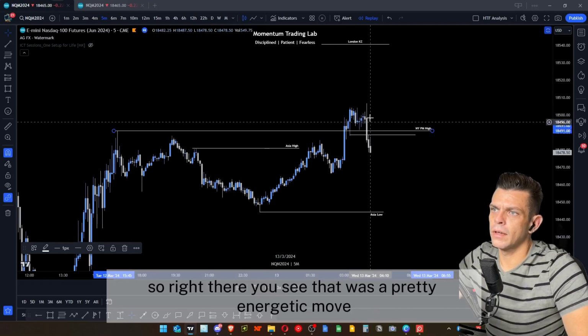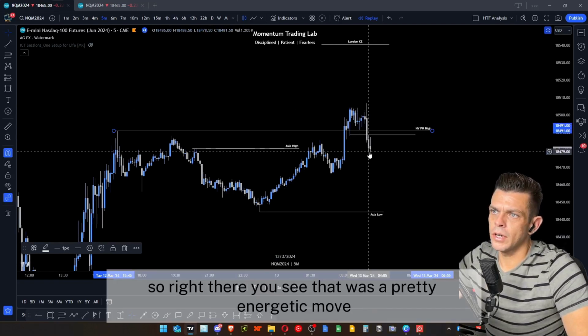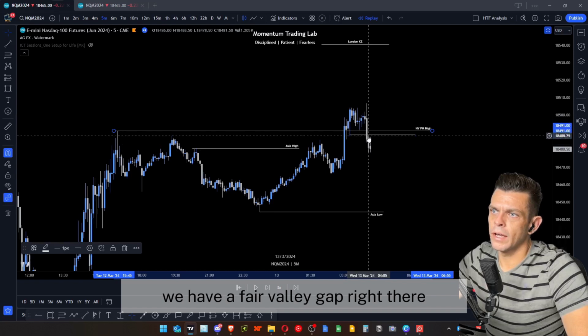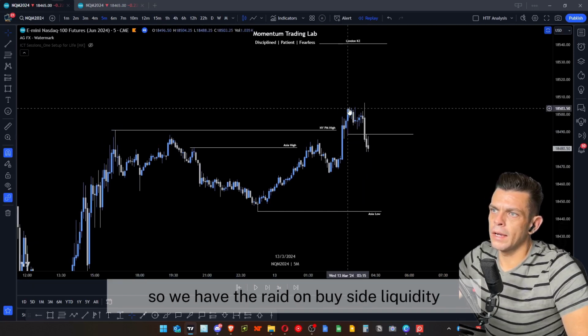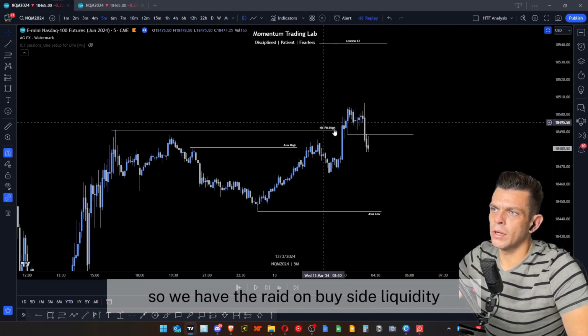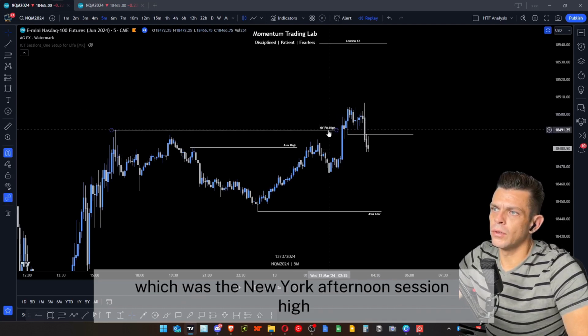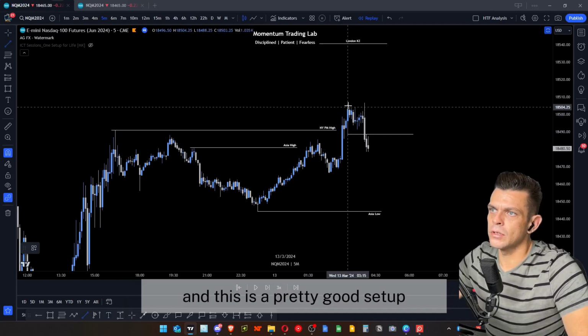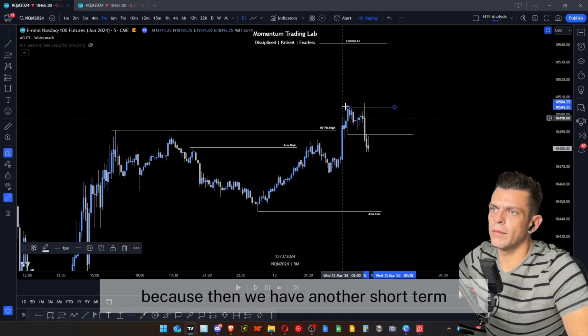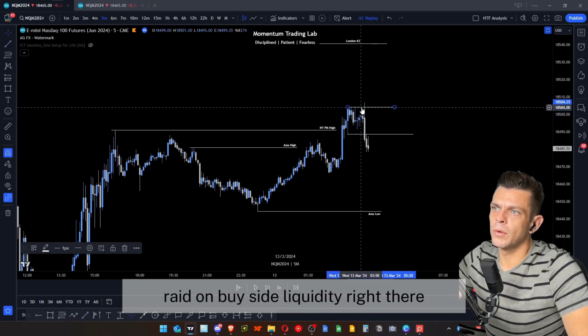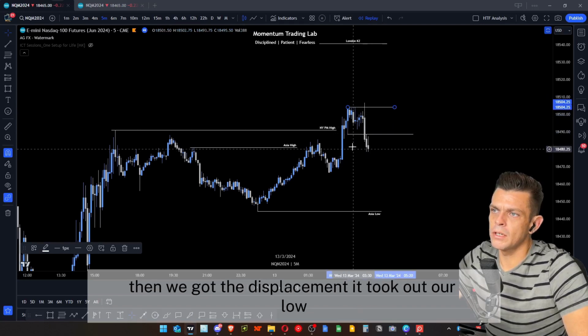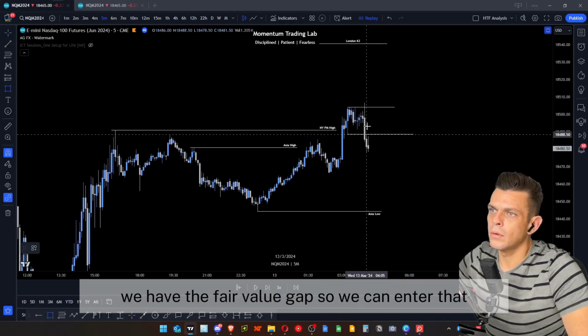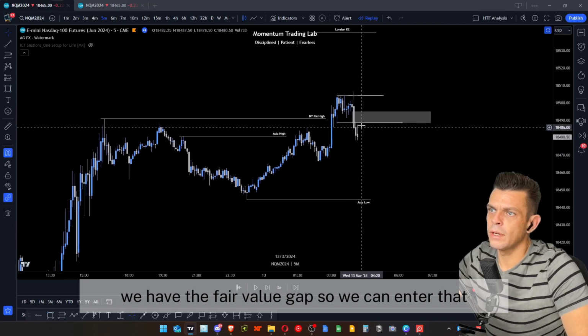All right, so right there, you can see that was a pretty energetic move. We have a fair value gap right there. So we have the raid on buy side liquidity, which was the New York afternoon session high. And this is a pretty good setup because then we have another short-term raid on buy side liquidity right there. Then we got the displacement. It took out our low. We have the fair value gap. So we can enter that.